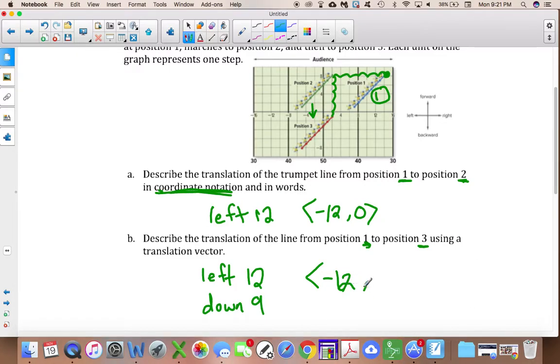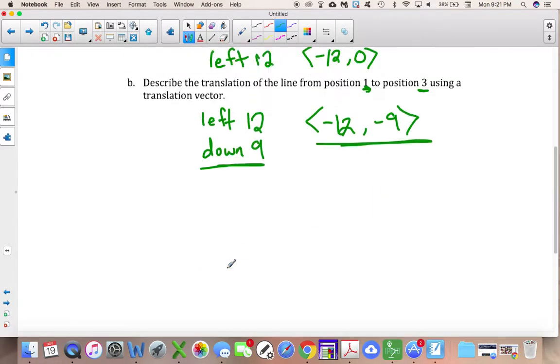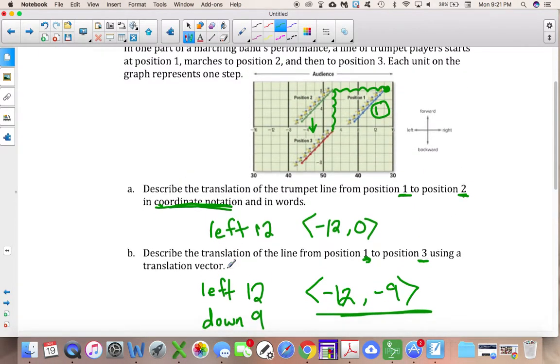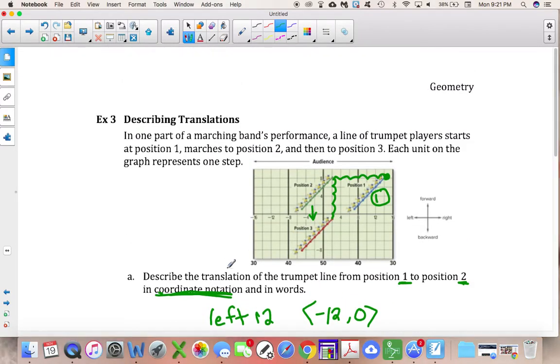Left 12 and down 9 is just going to be negative 9 like this. So this is the vector notation. This is the words. There you go. Easy, easy. Okay, these shouldn't be too bad for you. All right. I think I gave you a handout. Just go ahead and do all of them on that handout. It does not take very long to do these.